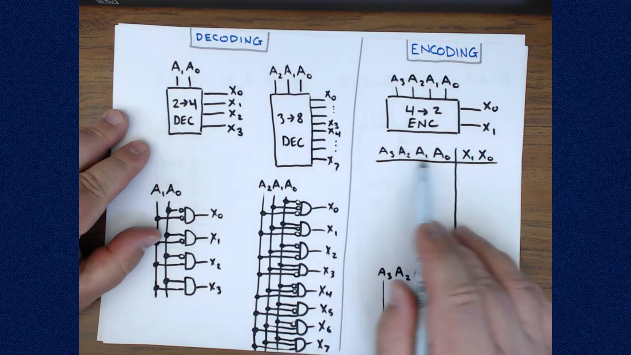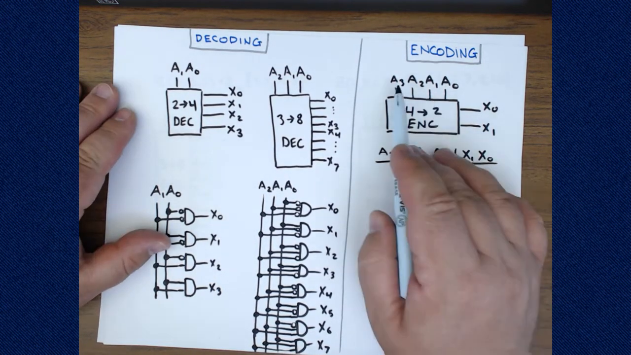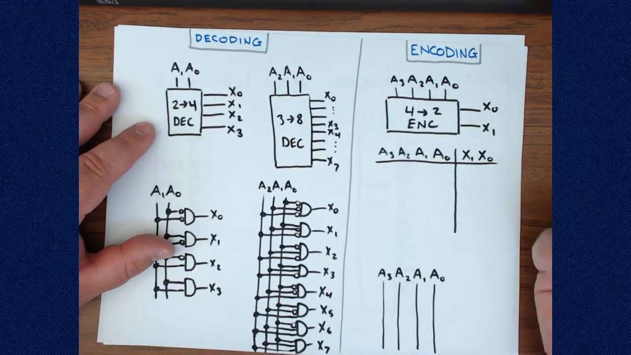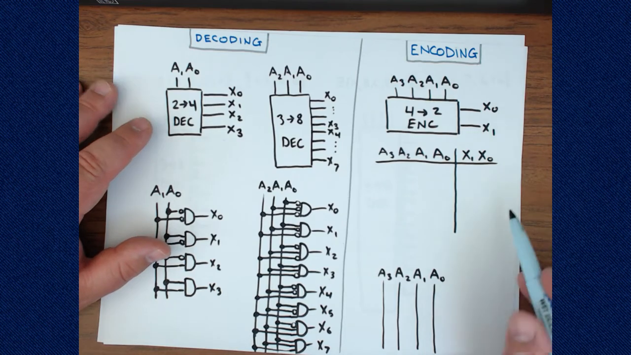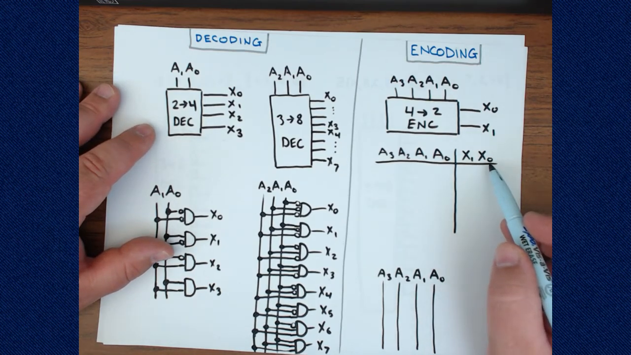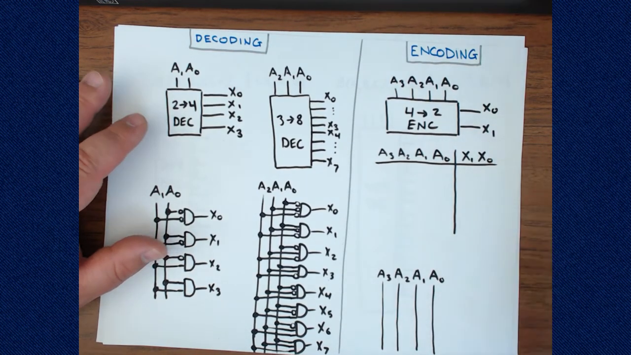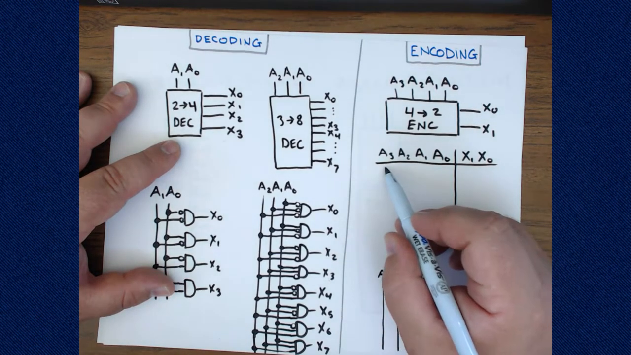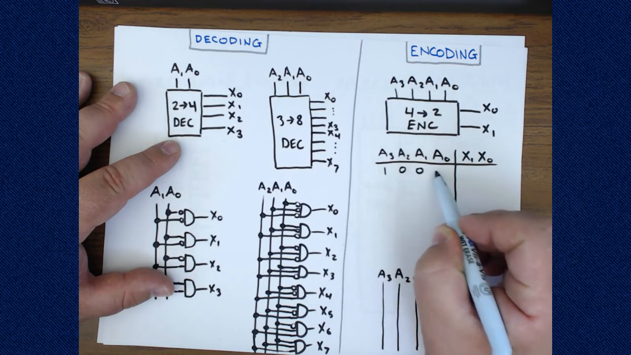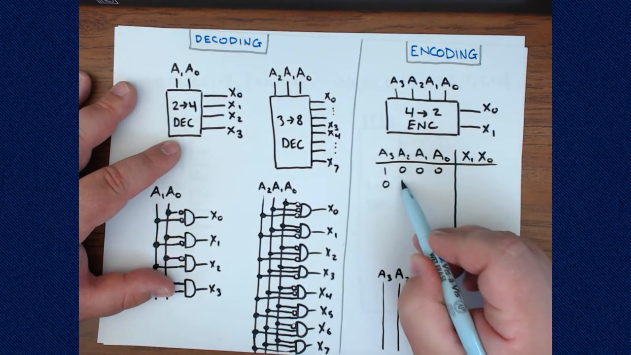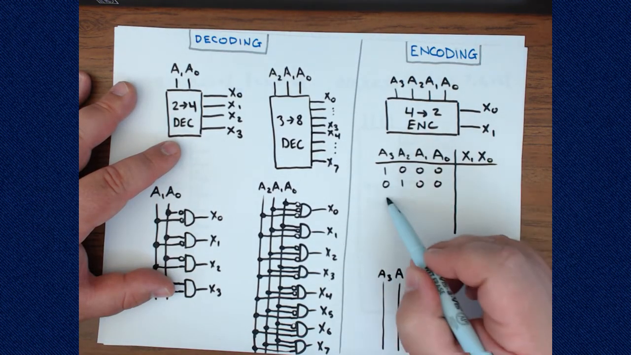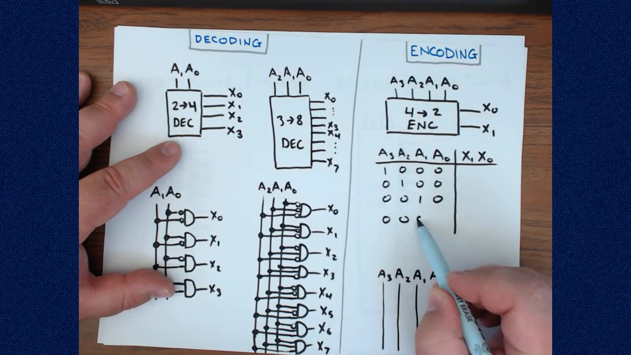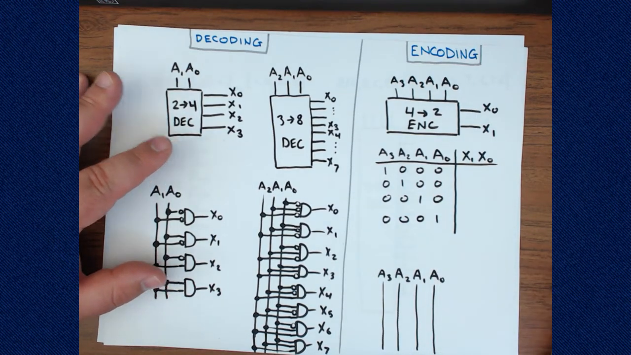So I've got a 4-input truth table here because I have 4 inputs to my circuit, and I have 2 separate outputs because really this is 2 different circuits. Each individual pin coming out is a unique circuit, has a unique circuit behind it. So how does this work? Well, A3 could be a 1, and each of these could be zeros. A2 could be a 1, and the others are zeros. A1 could be 1, and the others are zeros. Or A0 could be a 1, and the others are zeros.